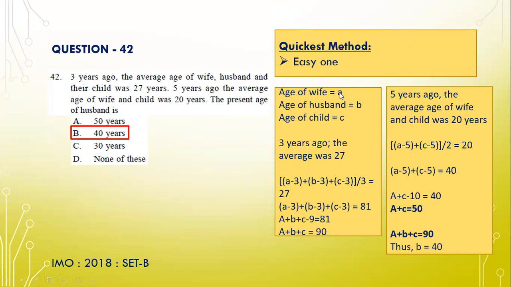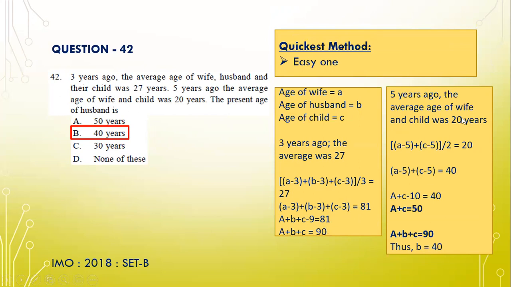So, let the age of the wife be A, the age of the husband be B, and the age of the child be C. 3 years ago, the average was 27. So A minus 3, because the age of the wife before 3 years was A minus 3, plus B minus 3, plus C minus 3, whole divided by 3 is equal to 27. So A minus 3 plus B minus 3 plus C minus 3 is 27 into 3, which is 81. So A plus B plus C minus 9 is equal to 81. So A plus B plus C is 90.